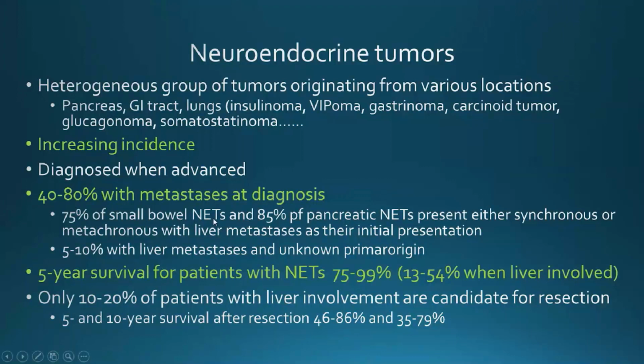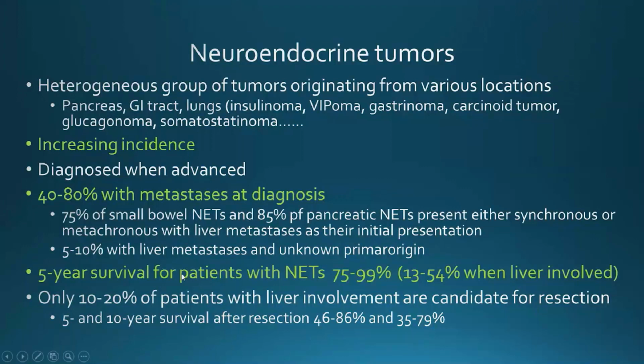75% of small bowel neuroendocrine tumors and 85% of pancreatic tumors present either synchronous or metachronous metastasis with the liver as their initial presentation. Having said that, in 5 to 10% of liver metastatic neuroendocrine tumors, we cannot find a primary source despite doing extensive workup. So 5 to 10% of these tumors, we can never find the primary, and they could be primarily from the liver itself, but anyway.